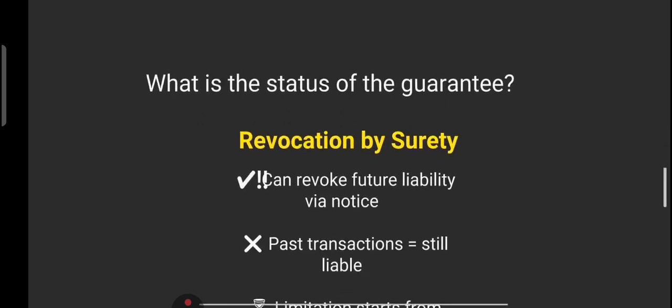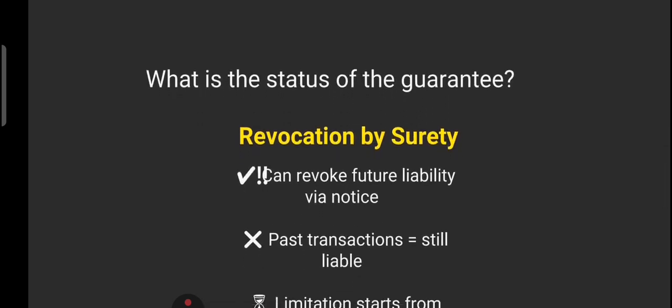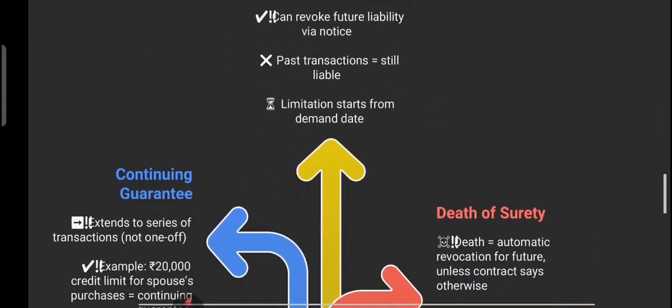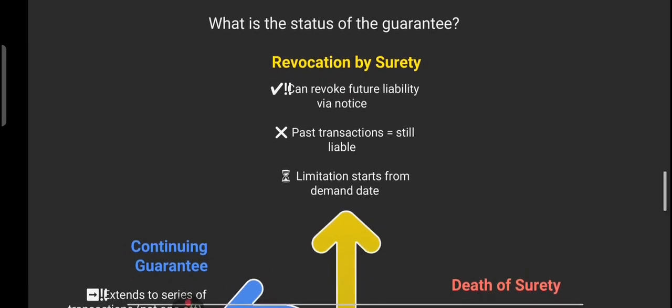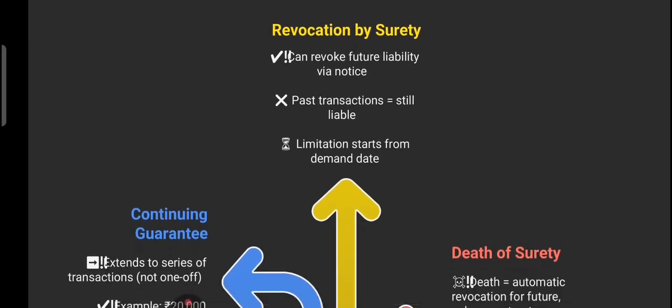Let's now explore an important aspect. What is the status of the guarantee over time? There are three key dimensions to understand here. So first is the revocation, second is the continuing guarantee, and the third is the death of the surety.